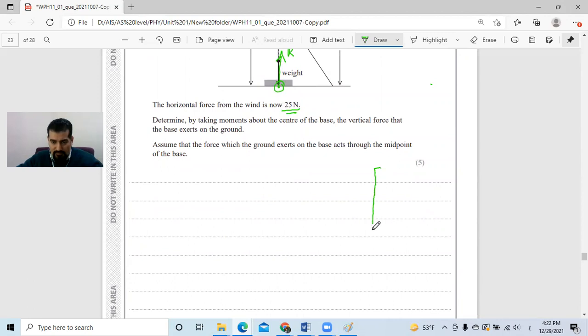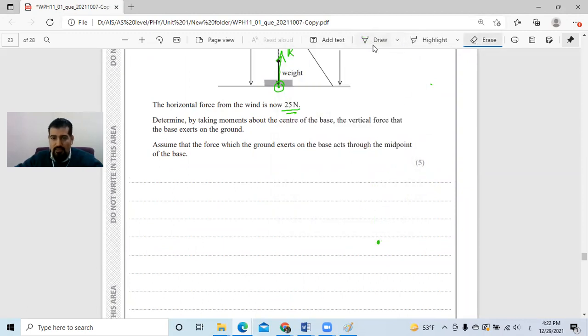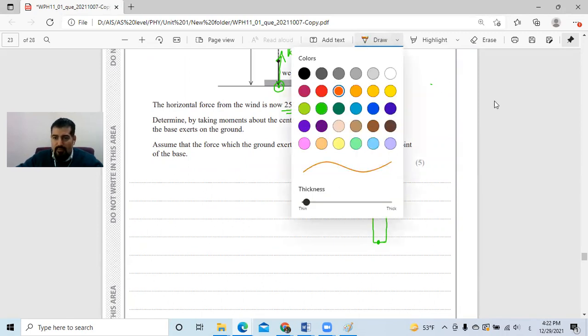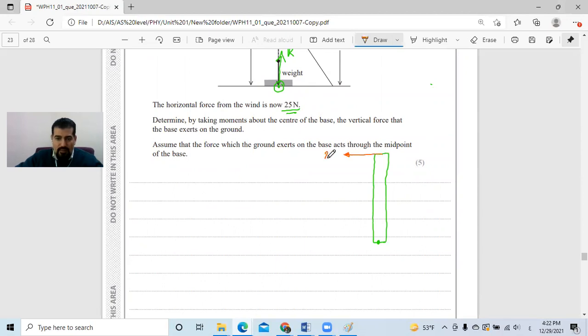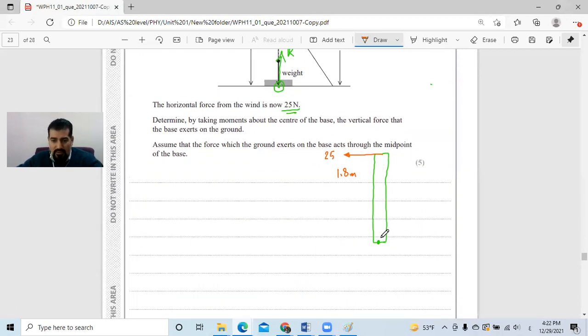What do we have? This is the object. This is the pivot here. They ask about the normal contact force. What are the forces acting here? I'm trying to explain it. Let me draw it again. These are the forces acting here. We have the force of the wind acting from here, which is 25 Newton. It's 1.8 meter away from the pivot. This is the whole length. We have the weight acting downward.